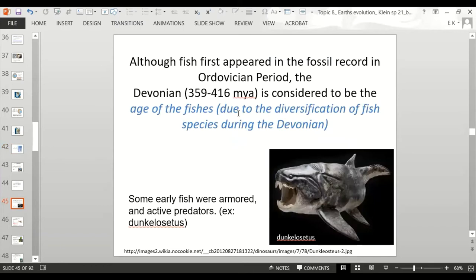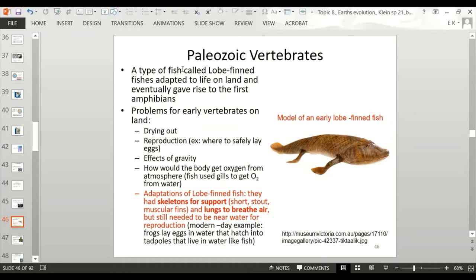And some of the early fish were armored and they were active predators. So here's a Dunkleosteus and it has armor on it, like a hard armor. And look at those huge teeth. So this looks like a predator, right? So a type of fish called lobe-finned fish adapted to life on land and eventually gave rise to the first amphibians.